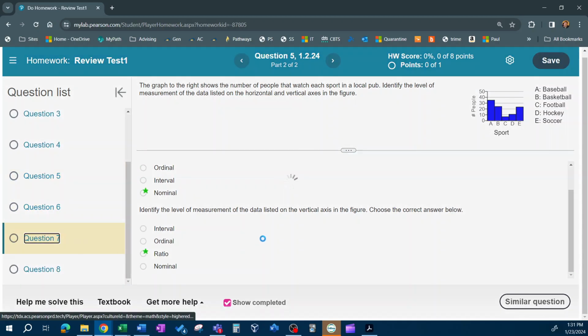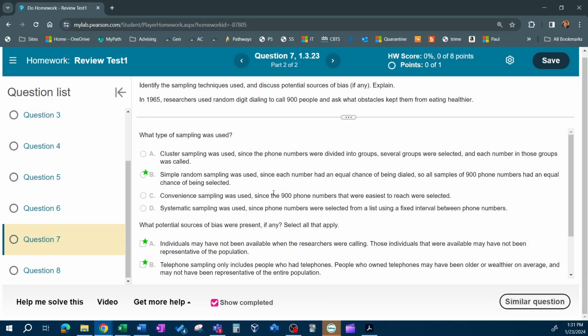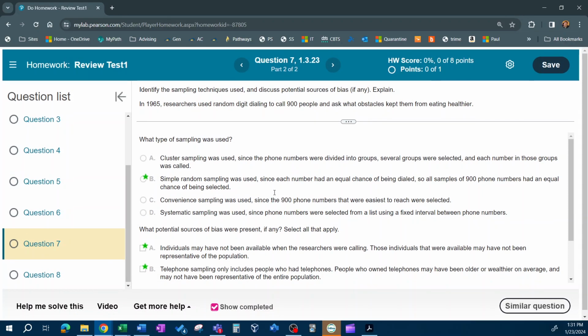Now, number 7 here, let's look at that. Make sure that you do all of your homework problems, all right? Just before you take the test, go through and do all of your homework problems. Make sure you know how to do those, and you're going to do well in the test.